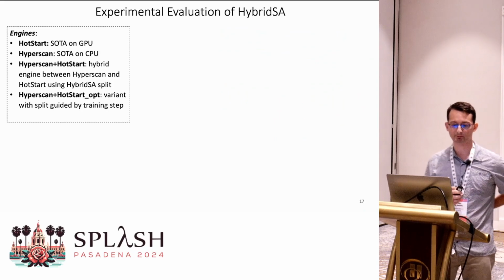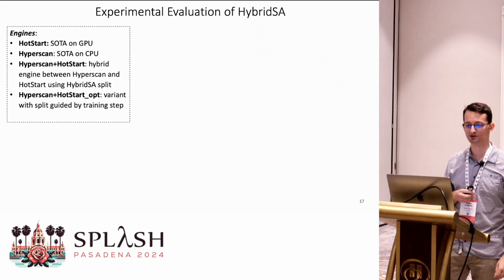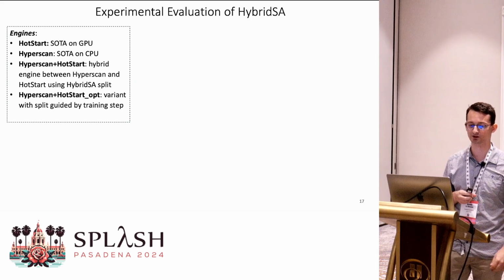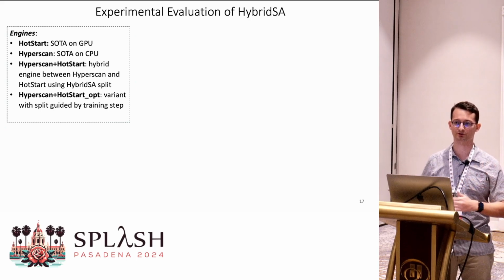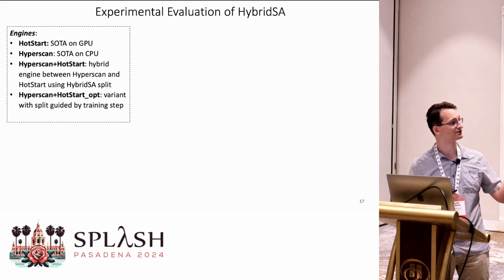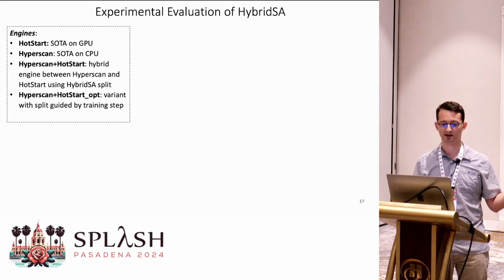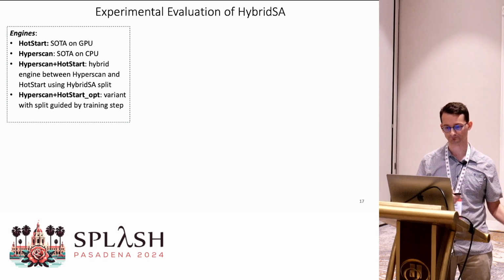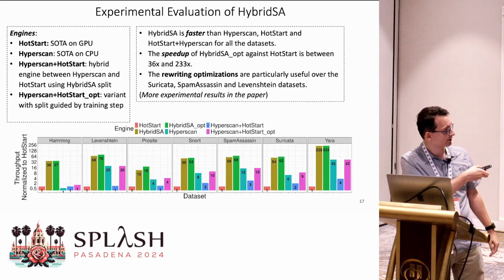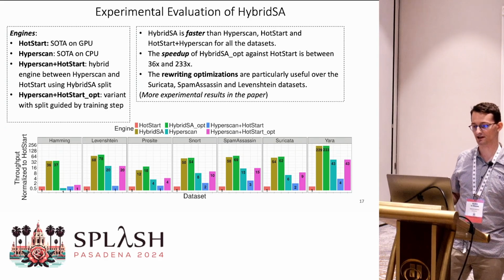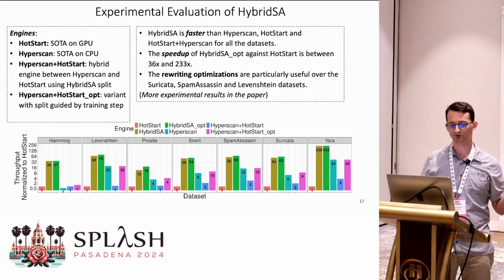We have performed a comparison against a state-of-the-art engine on the CPU that is called Hyperscan and a state-of-the-art engine on the GPU, which is called OOPSLA, as well as a combination of the two because we're using both the CPU and the GPU. So to have a fair comparison, we created a hybrid engine and 2 versions of it. One that uses the same split of the regexes as HybridSA, and another one that uses a training step to improve the throughput. What we observe on this plot here, the throughput normalized to hot start, is that HybridSA is actually consistently faster than all the other state-of-the-art engines that we've compared it to.